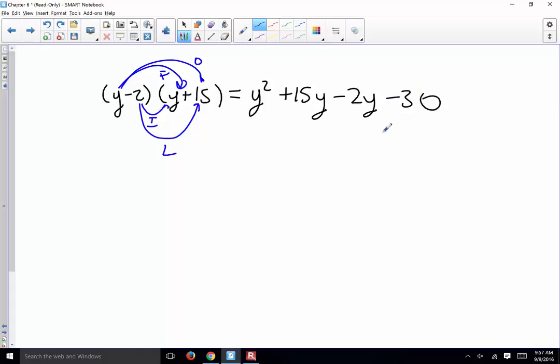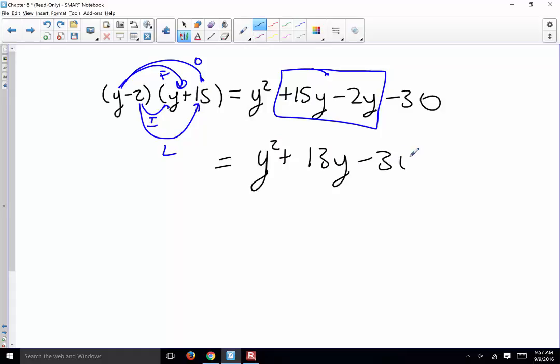So is this the answer you're going to enter? No, we need to combine like terms. These always need to be combined. The answer should be a trinomial. This is not a trinomial. I see 4 terms, not 3. So we need to combine these. 15 take away 2 is 13y, minus 30. So this is the answer we're going to provide.